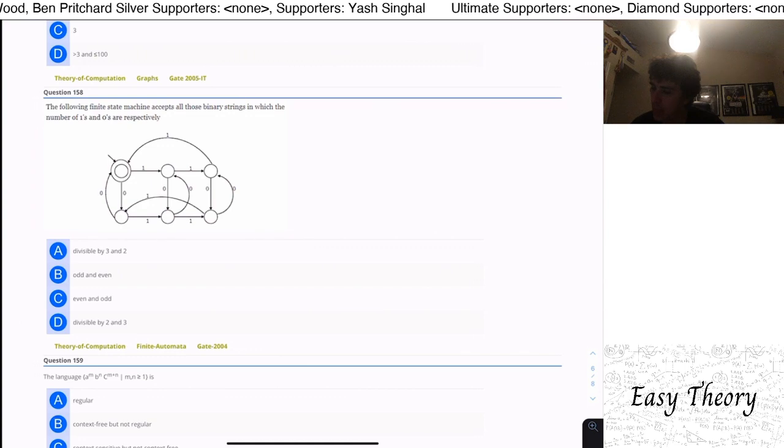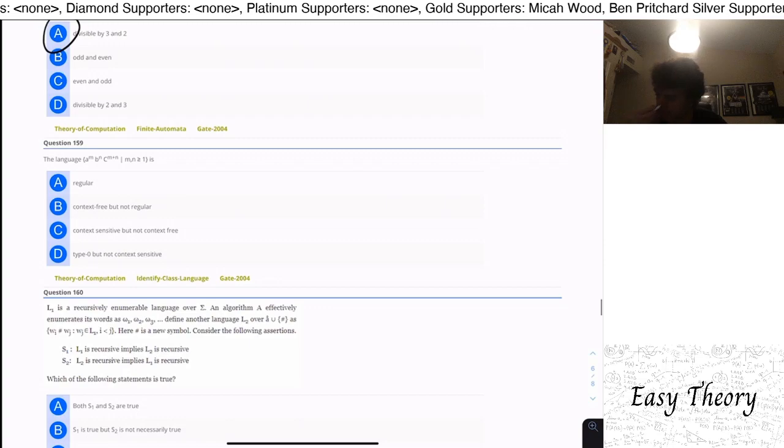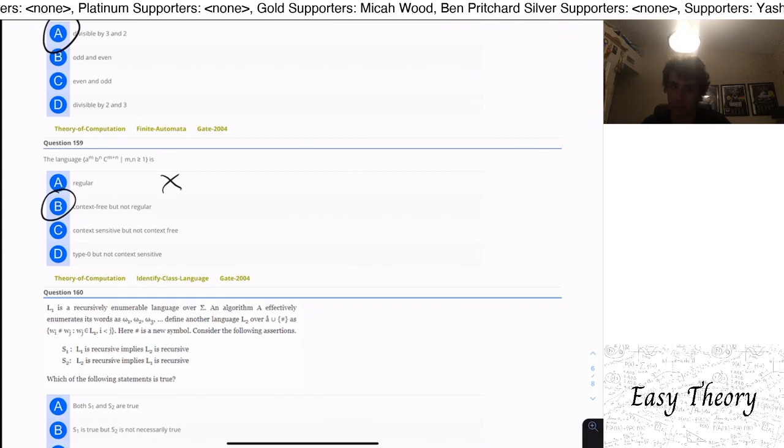The following finite state machine accepts all binary strings where the number of zeros and ones are respectively divisible by 3 and 2. So I think this should be A. Let's just think. Yeah, because the zeros cyclically go around the rows and the ones cyclically go around the columns. So it's A in this case. So this one is not regular. It is context free. Yeah, but not regular.